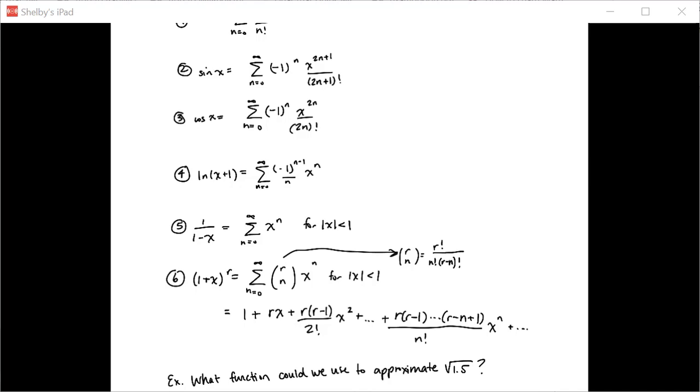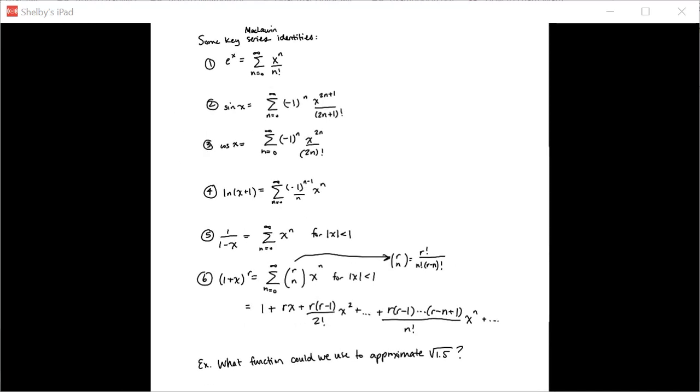Okay, so thinking about how we might use these Maclaurin series to our advantage, which function could we use to approximate the square root of 1.5? Taking a look at these formulas, what would help us compute this hard number to a power of a half? And the key there is the power of a half. So this is like something to the 1/2 power.